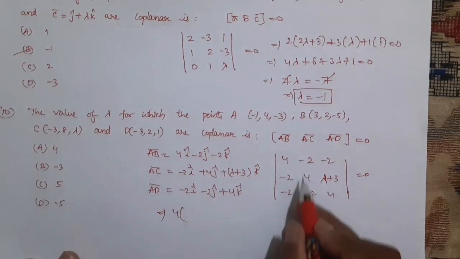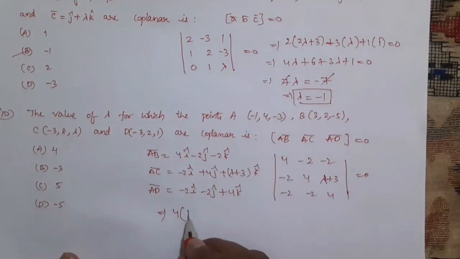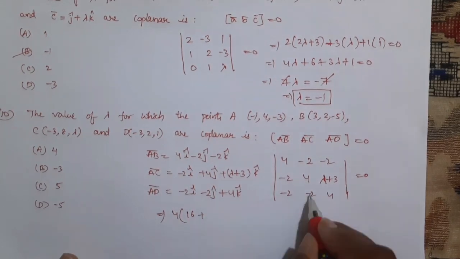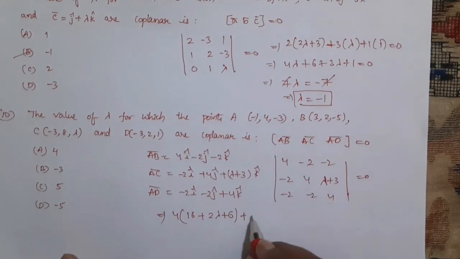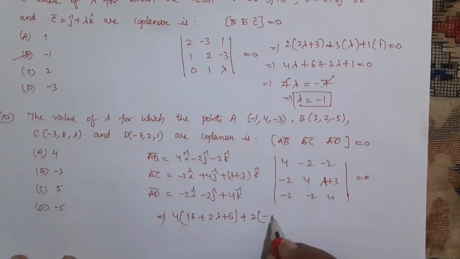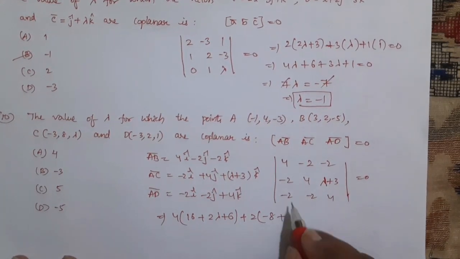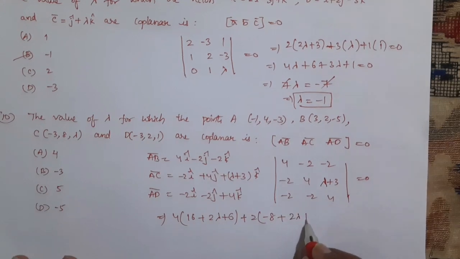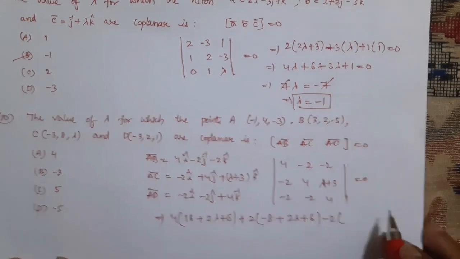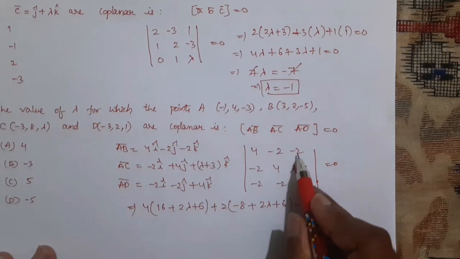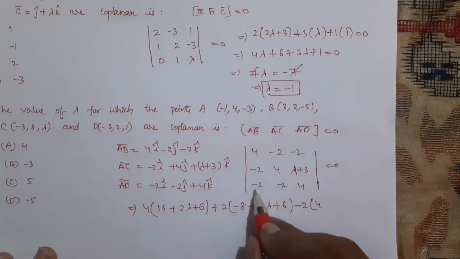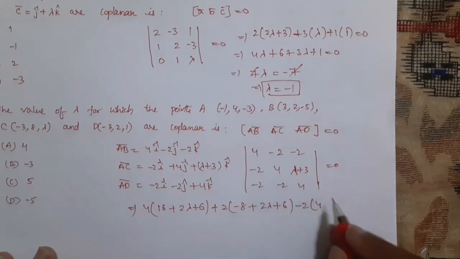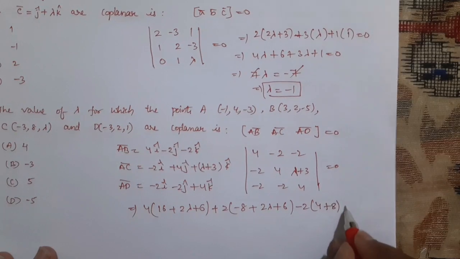So that is 4 into 4, 4 fours are 16, plus 2 into this one. Why? Because minus into minus 2, which will be 2 lambda plus 6. Minus into minus plus 2 into this is minus 8, minus into minus plus 2 into this one, 2 lambda plus 6, and then minus 2 into minus 2, 4, and then this is minus of minus plus 2 into 4, which is 8, is equal to 0.